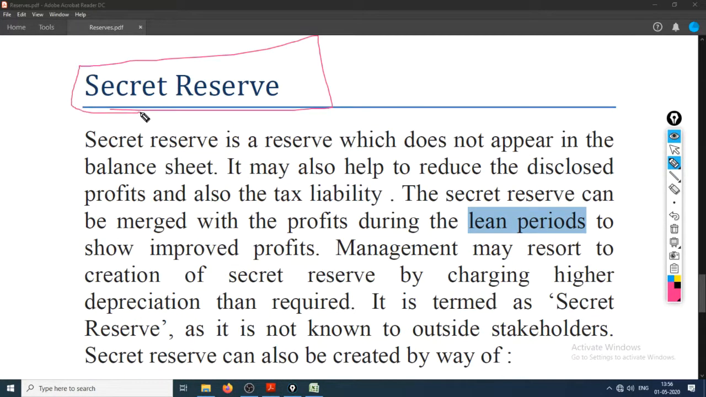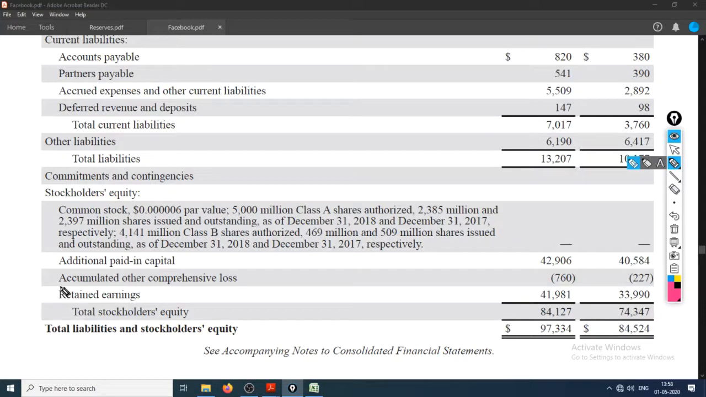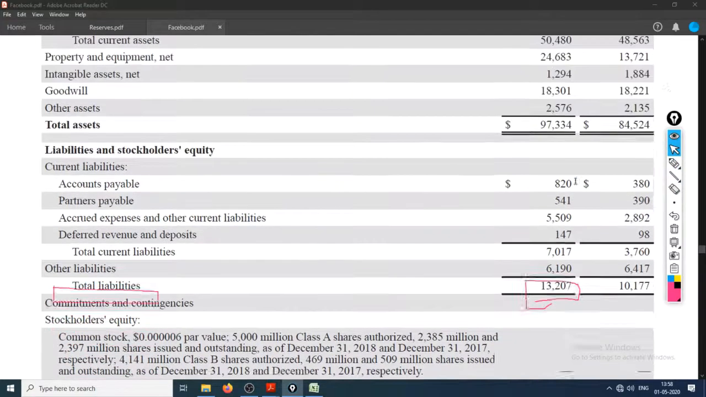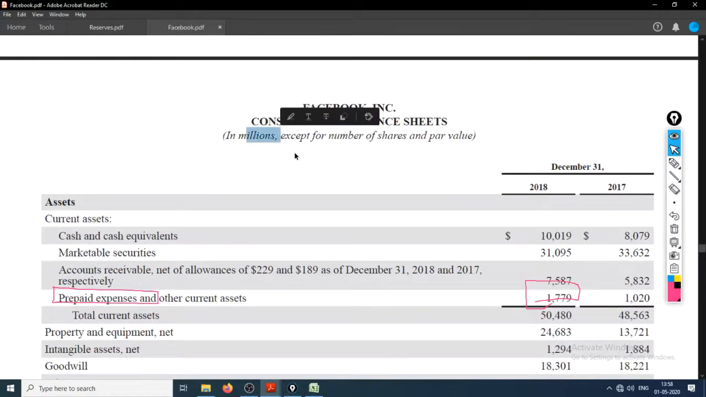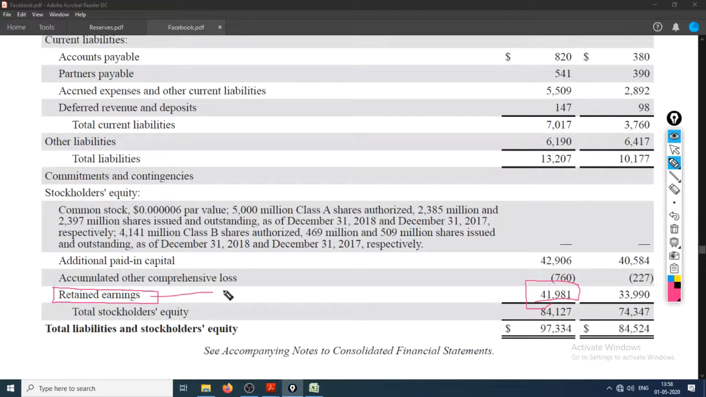Before moving on to secret reserve, let me show you a balance sheet in which you can see reserves and surplus. Let's open a balance sheet of Facebook Incorporation, right here with me. As you can see right here, it has retained earnings of 41,981 million dollars, I guess. What's the unit? Yeah, $1 million. So Facebook has created this reserve just in case it needs.